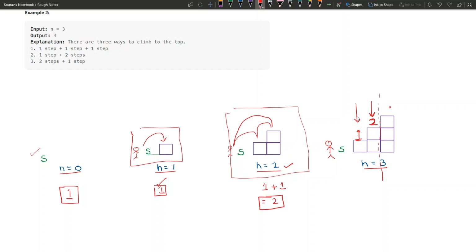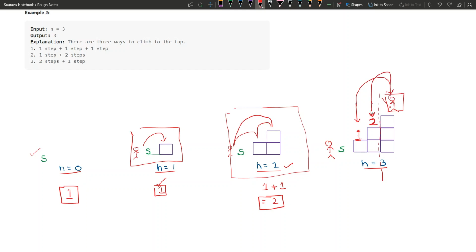So now Ram had to go not to stair 2 and not to stair 1, but to stair 3. How could he have reached stair 3? He could have reached stair 3 either from step 1, from here he could have reached here, or from here he could have reached the top.